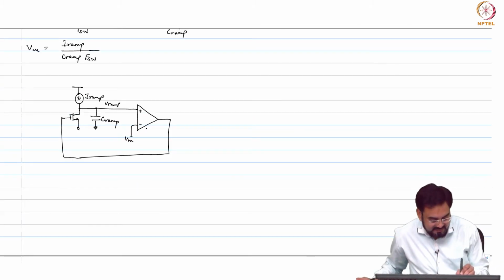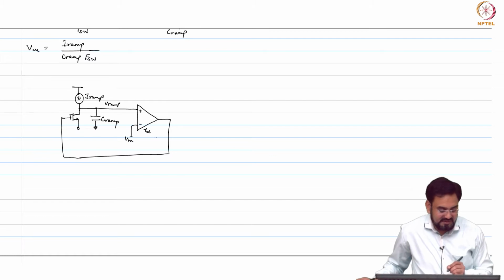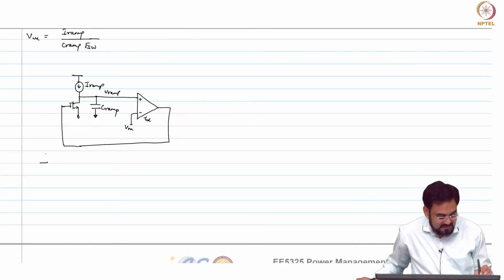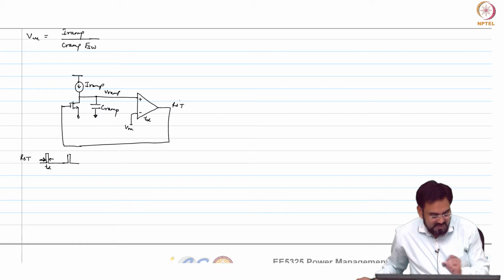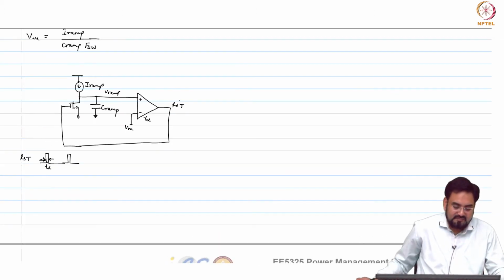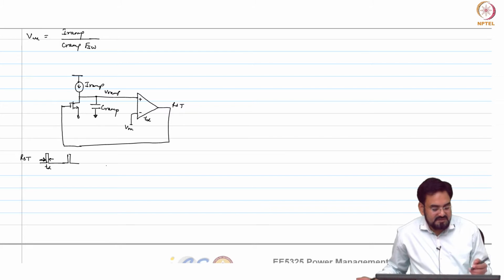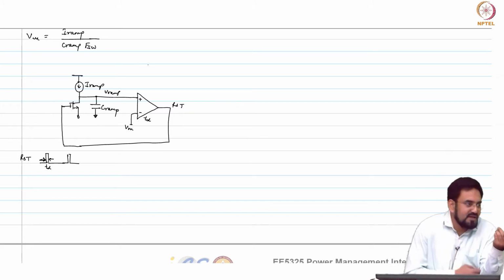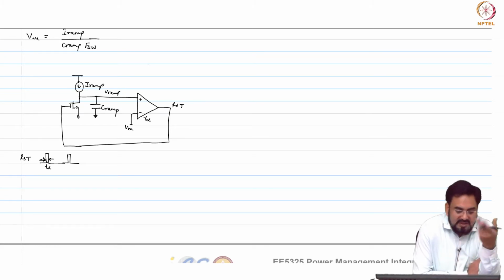So let us say TD is the delay, then this will become TD. This is your reset signal, and this will become the ramp, and that is what we require. In the whole converter, you only require the ramp; you are not looking for any square wave clock.